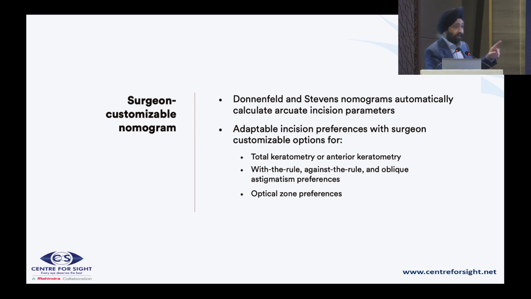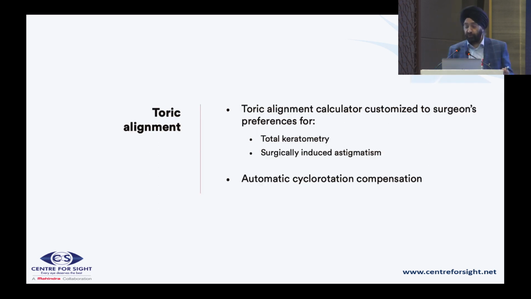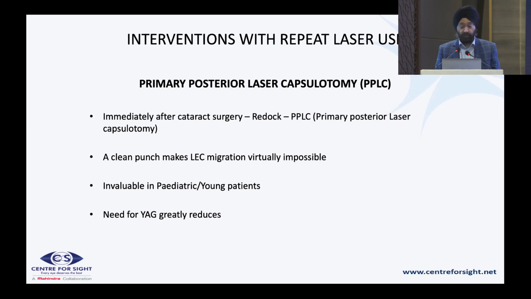The other thing is that the LRI can be based on either the total keratometry or the anterior keratometry. Some surgeons believe that it's the total keratometry on which you should do the astigmatic correction. So it can be done on both. And how you want to write the toricity for the LRI, whether with the rule, against the rule, or oblique, will be there, and optical zone preferences will be there. The toric alignment calculator is customized to surgeons, so it can again be on total keratometry and also include the surgically induced astigmatism. Automatic cyclotorsion compensation will be there.